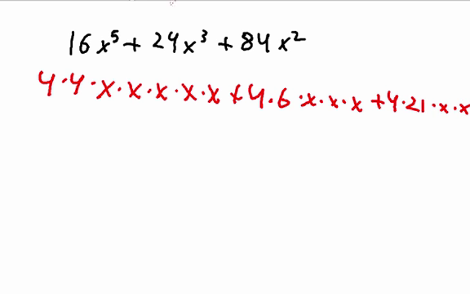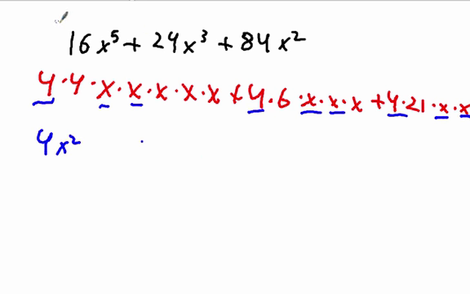So we want to figure out what is our greatest common factor here. Well, if we go through and look, in each one we have a 4. And then we've got some x's in each one. Well, let's see, I've got 2 x's in my last term. I've also got 2 x's in my first term, 2 x's in my third term. So my greatest common factor is going to be 4 times x squared.